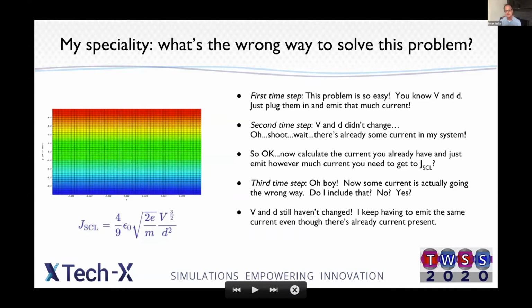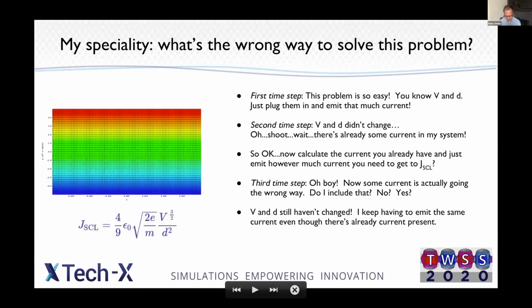Okay, so now you emit nothing. Or maybe you try to keep track of how much current you've already got in there, and then you want to emit just a little bit more. It starts to get complicated. And by the third time step, you realize, well, you've actually put in too much and some current's going the wrong way, and now you're starting to panic. What do I do now? Do I include the current going the wrong way? V and D still haven't changed. Things are going haywire. So that was our first implementation.